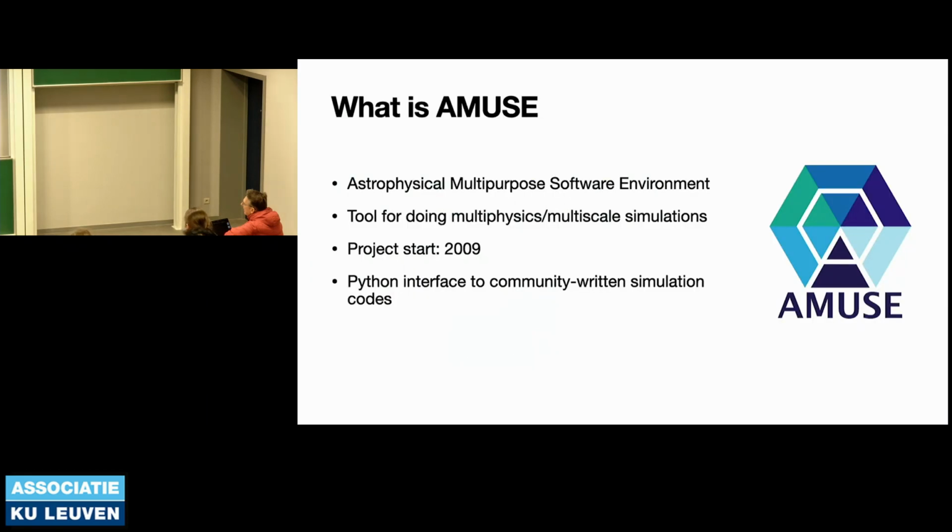So to start, what is AMUSE? The name AMUSE stands for Astrophysical Multipurpose Software Environment, and it is a tool for doing simulations in astrophysics. It is developed for doing multi-physics, multi-scales type simulations, which means there's more than one thing going on, or more than one scale, or one of these two. The project has been going since 2009 already. And mainly it is a Python interface to community-written codes that have been developed either recently or long ago.